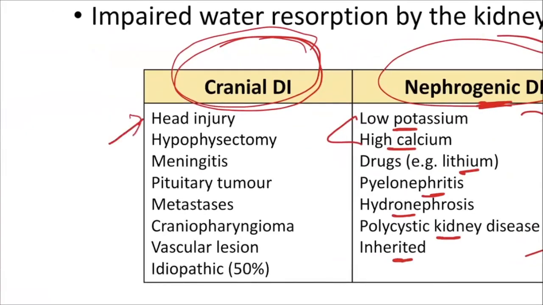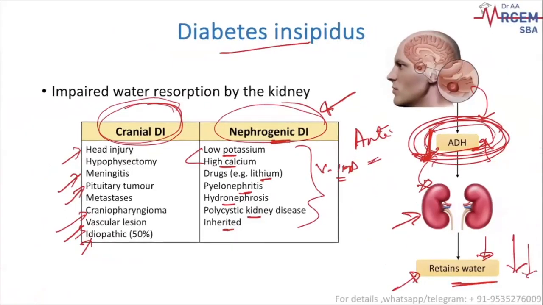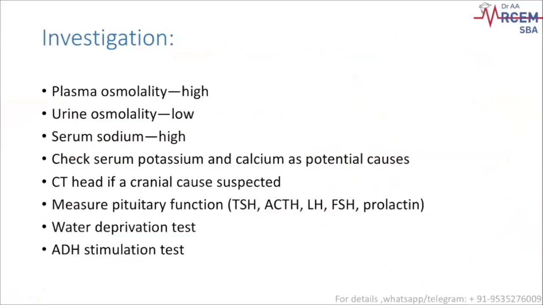Cranial, it can be because of a head injury, meningitis, pituitary tumors, craniopharyngiomas, idiopathic causes, or vascular lesions. Most of the time, cranial diabetes insipidus does not present acutely to the emergency department. It's the nephrogenic diabetes insipidus which presents acutely to the emergency department. So a large amount of urine is produced. So urine output is drastically increased.